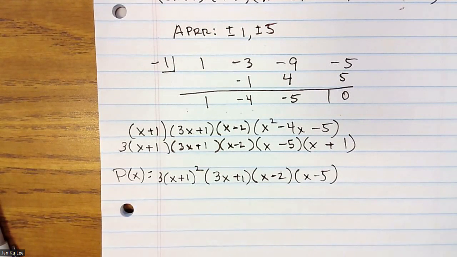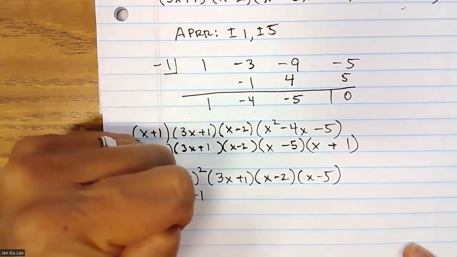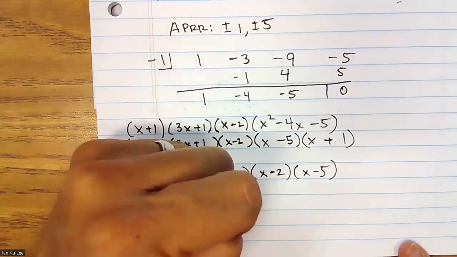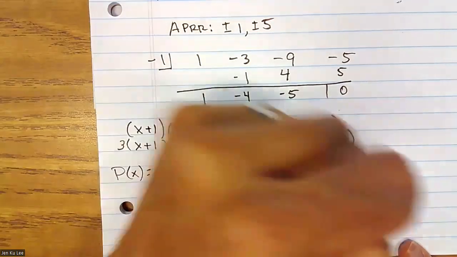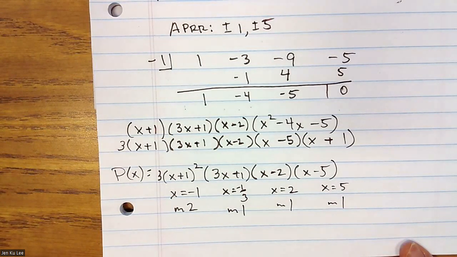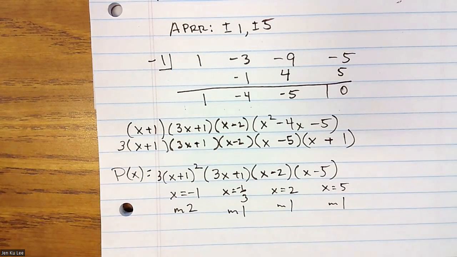Cool? So my zeros will be x equals negative 1 with a multiplicity of 2, x equals negative 1/3 with a multiplicity of 1, x equals 2 with a multiplicity of 1, x equals 5 with a multiplicity of 1. Okay? Last thing, I promise.